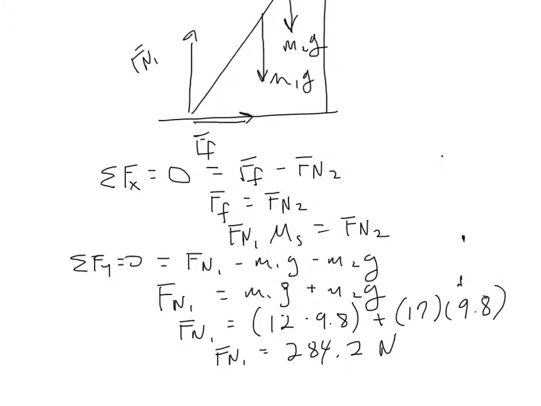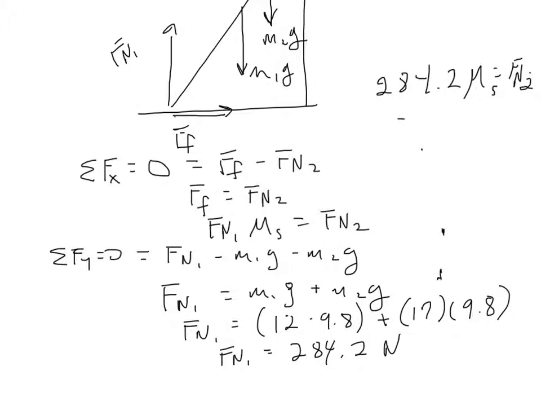So I can solve this, and I put in all the values for the mass of the ladder and the mass of the person. They're going to combine and equal 284.2 newtons. Now I can put that value into my x equation here: 284.2 times mu equals Fn2. So we put this 284.2 newtons in for Fn1. Now, if I can find out Fn2, I can solve the problem and find mu. But I'm out of x and y equations, which means to find Fn2, I'm going to have to do something with torque, and that's going to be a little tougher.